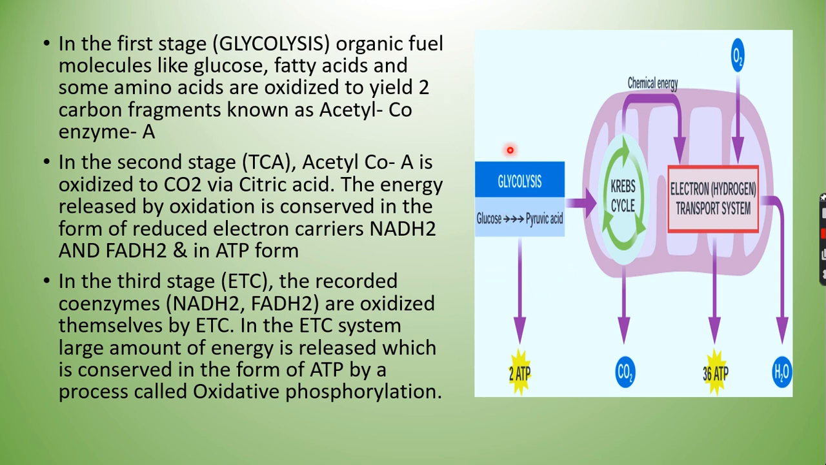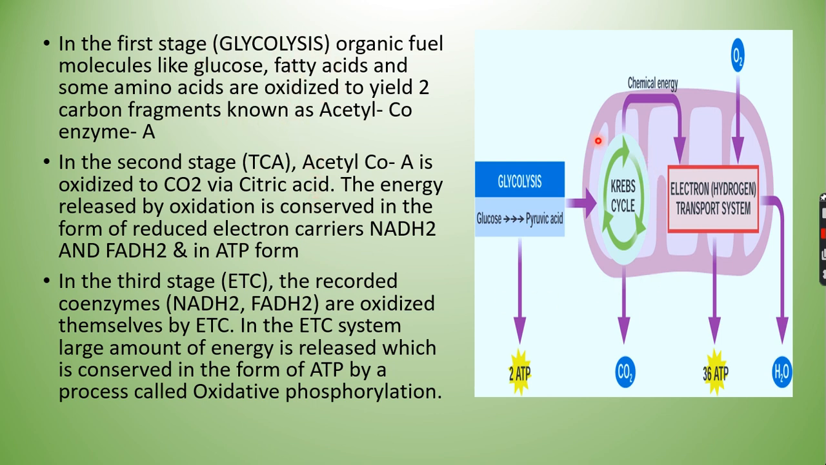This is the first stage, glycolysis, where the organic fuel like glucose is converted into two fragments of acetyl CoA, which then enter the Krebs cycle. Here I show you the pyruvic acid, but this pyruvic acid can enter the cycle only in the form of a two carbon fragment called acetyl CoA. Don't bother, we will discuss all these things in detail one by one.